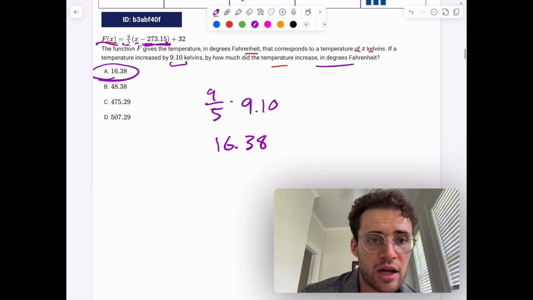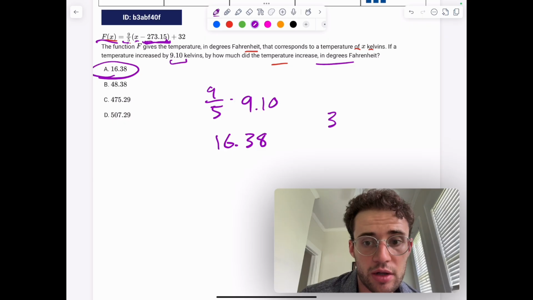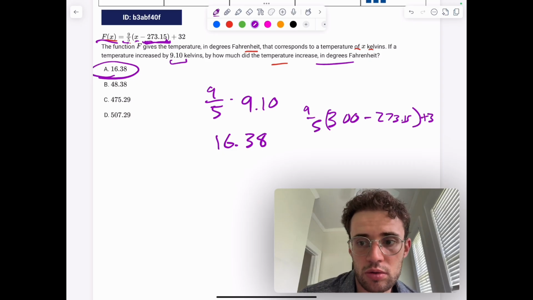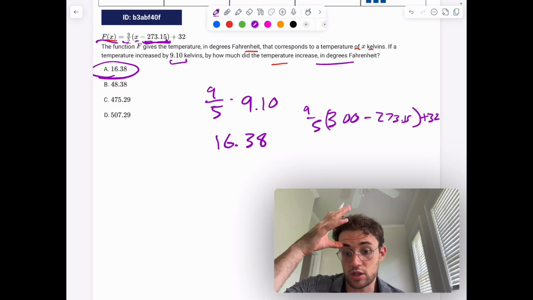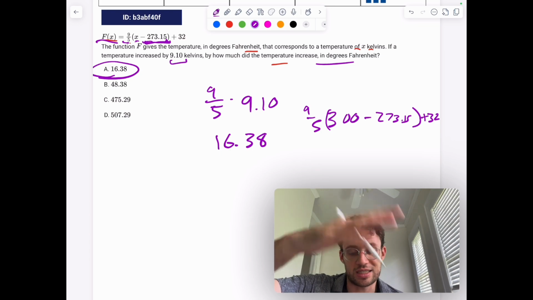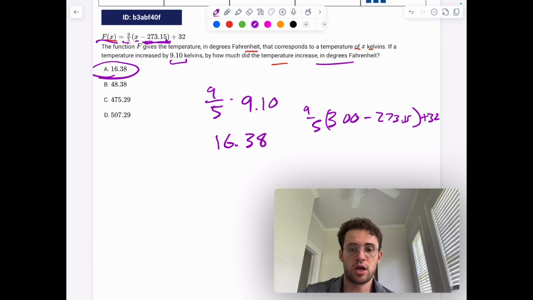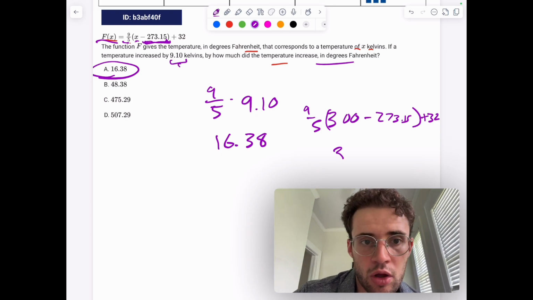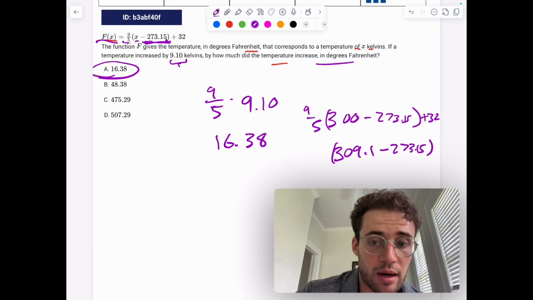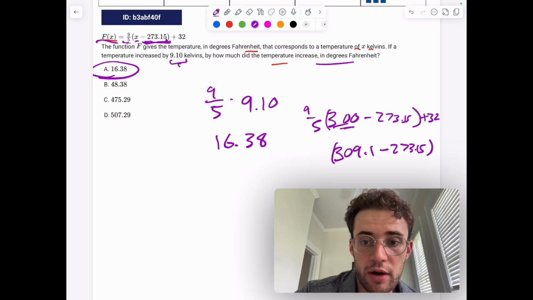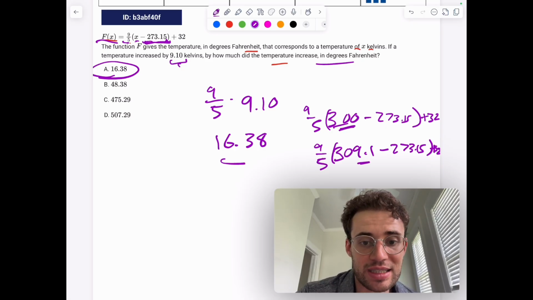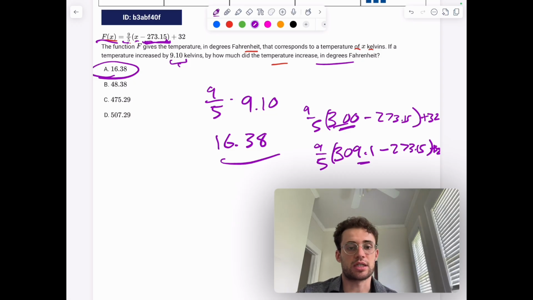16.38. If you want to test that, just try it with 300, like plug in 300 into this equation. So 300 minus 273.15 times 9/5 plus 32. Right, the plus 32, you just add anything to 32, it's going to be 32 bigger. Like it's not scaled up because of the temperature change here. So you could try that and then try 309.1 minus 273.15. Right, you could do any numbers. You don't have to do 300 and 309.1, but just whatever this number is, add 9.1 to it. And when you do this, you'll find that it is 16.38 higher. Right, so that's how you could check that one.